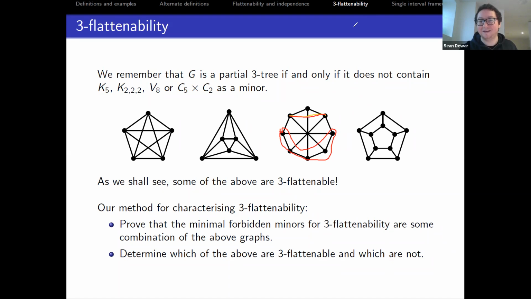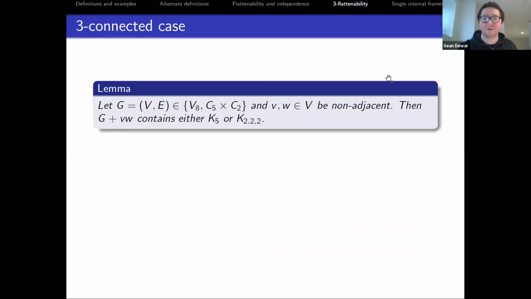And basically, this lemma is why I didn't go into it, is just you're checking all possible cases. Because of the transitivity of the graphs, it makes things a lot easier to just do. But in the paper, they just check all the cases. There's not many to check, and they just check them. So I didn't want to go into too much detail on this. But yeah. So the lemma says, if I have a V8 or a C5 cross C2, and I add an edge, then it's going to contain either K5 or K222 as a minor.